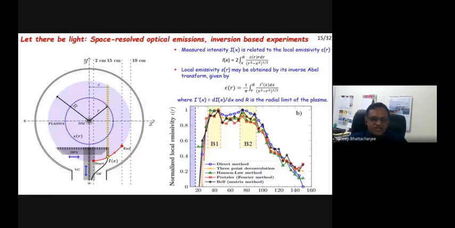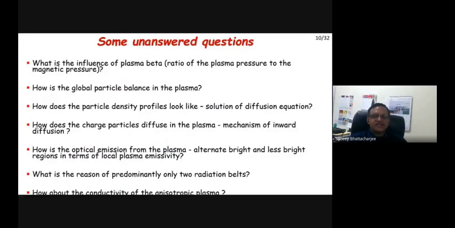These are done with a very specially designed, sophisticated optical probe technique, and these also gave these 2 bright belts. So it is very interesting. Now, if you ask me what is the reason for only 2 belts, I again have to tell you that it belongs to one of those unanswered questions. We are trying to find out the reason. Out of these unanswered questions, I have tried to answer the first, the second, the third, the inward diffusion. That is also present in the magnetosphere, and we have verified that. Optical emission, but I don't know the reason. So this last but one is still unanswered. What is the reason? And the conductivity we are working on.